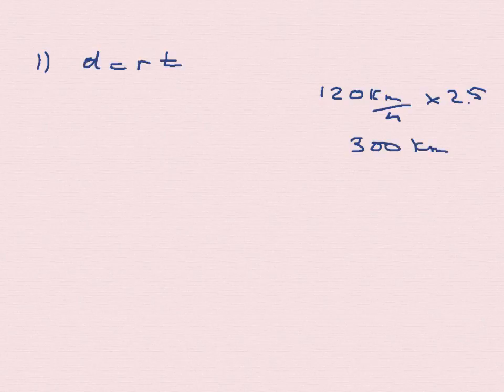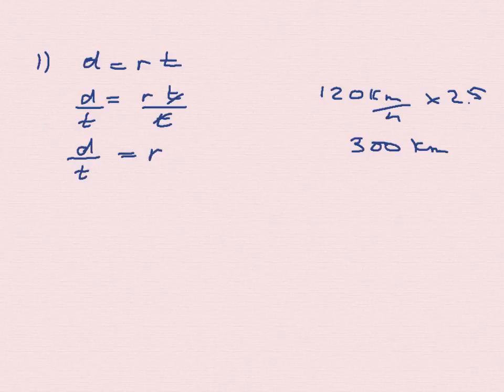Now if you want to solve this formula for R, you're going to have to get the R by itself. Also very simple. Get rid of the time. Divide both sides by T. So the rate, you want to find the speed at which you're traveling. You take your distance, divide it by how long you traveled.